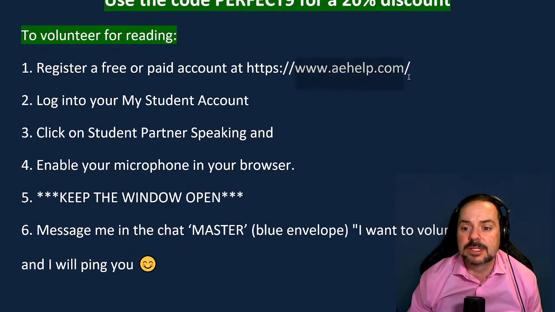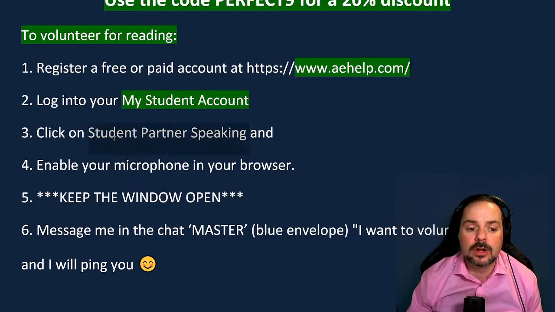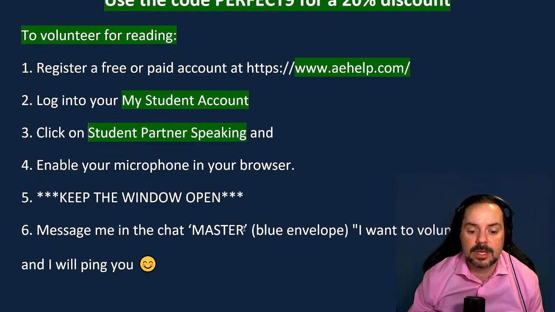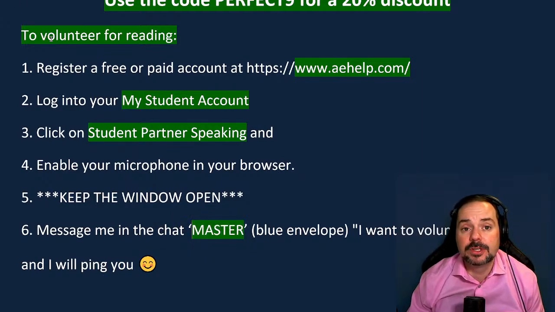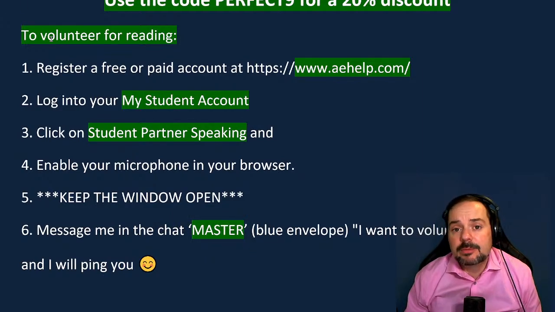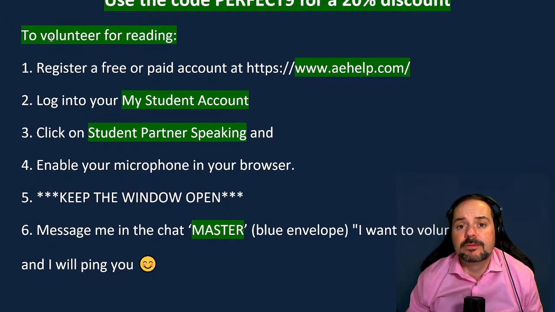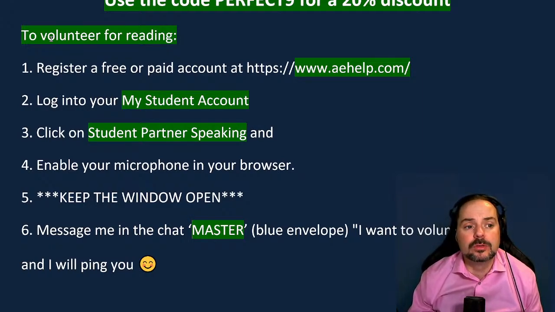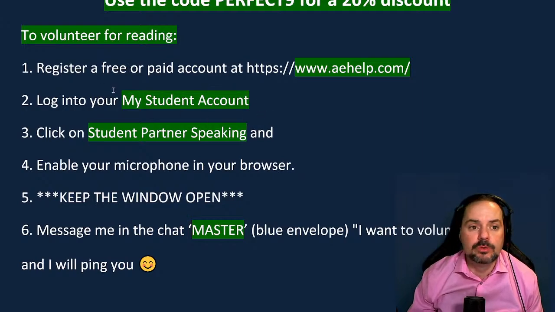So to volunteer for reading, it's just the same as for speaking. You go to the website aehelp.com, you create an account and log in. You can create a free account. If you don't have a paid account, it's okay. You click on Student Partner Speaking and then you message me. You'll see me as master. So message me and say, I want to volunteer to read. And reading practice is great. I can give you a quick bit of feedback on your reading, what you can do to improve, and then we can move on, okay?